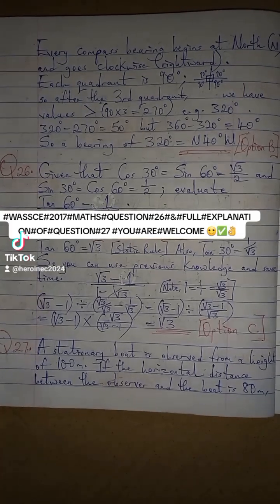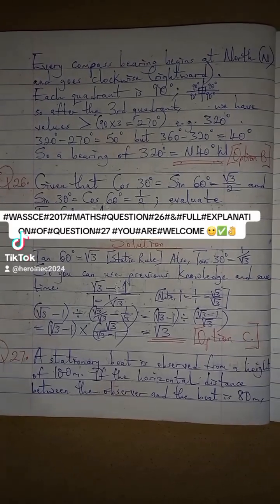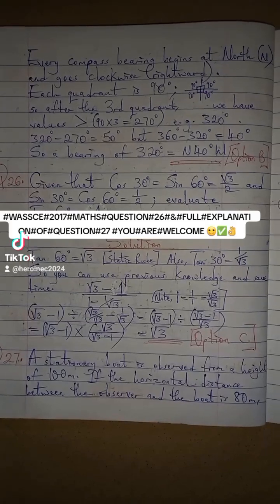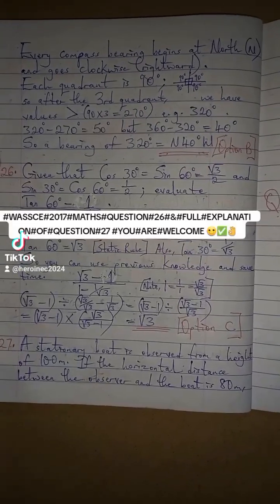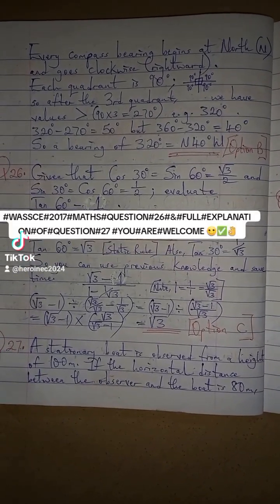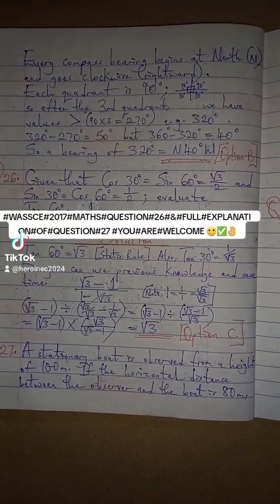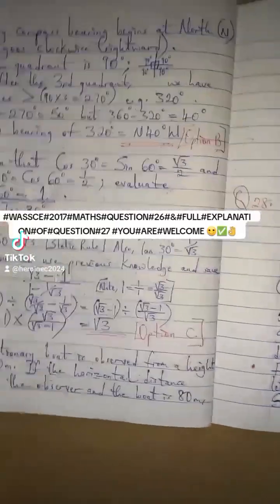So it says a stationary boat. Stationary means the boat is not moving, it's just staying at a point. It is observed from a height. Now you're imagining going upwards. You're going to draw a triangle. So it is observed from a height of 100 meters. So that means the distance between the boat and the point of observation is 100 meters right here.